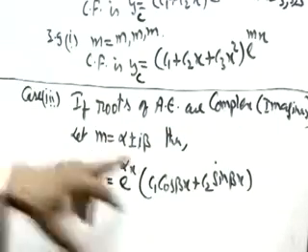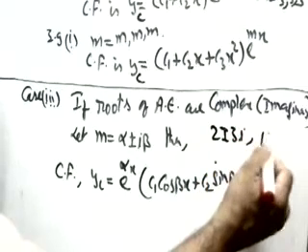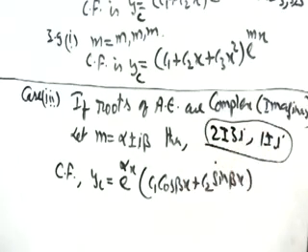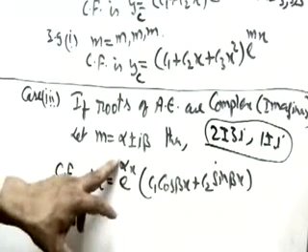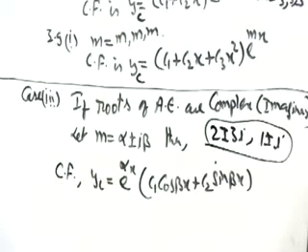If the roots of the auxiliary equation are complex and imaginary, suppose alpha plus or minus i beta, like 2 plus or minus 3i, or 1 plus or minus i, then the formula will be yc equals e power alpha x into c1 cos beta x plus c2 sin beta x.